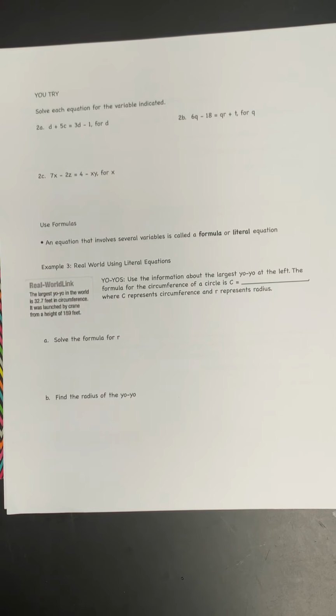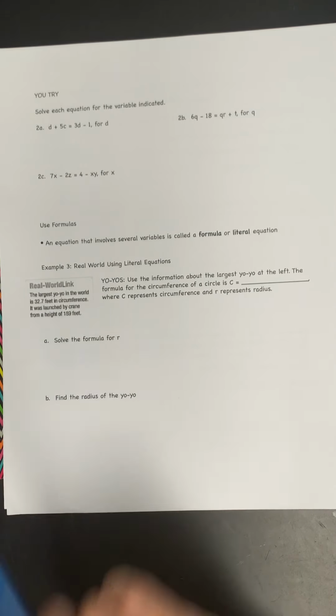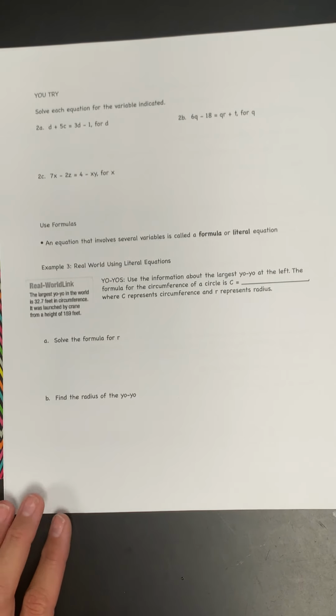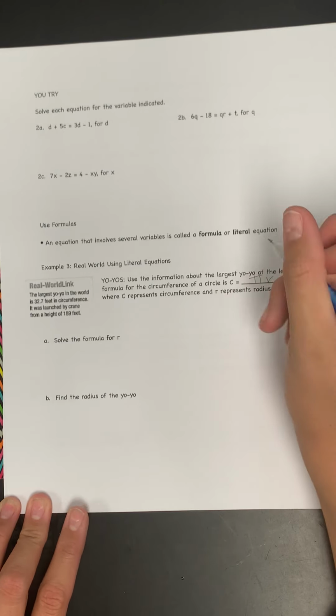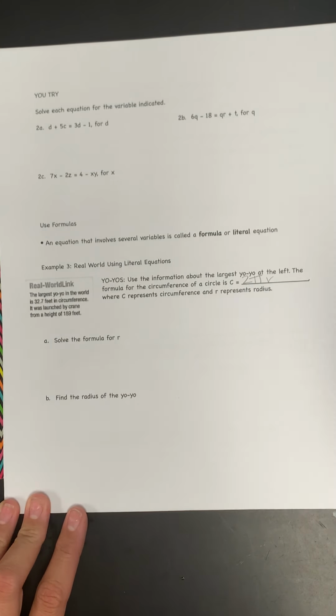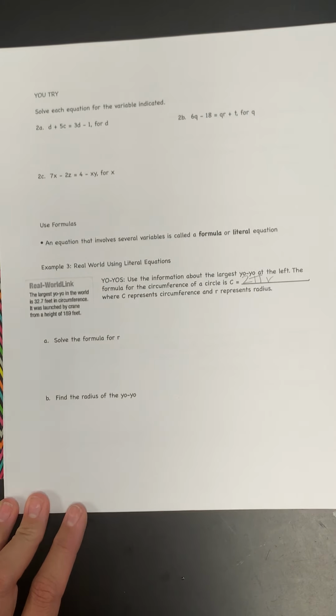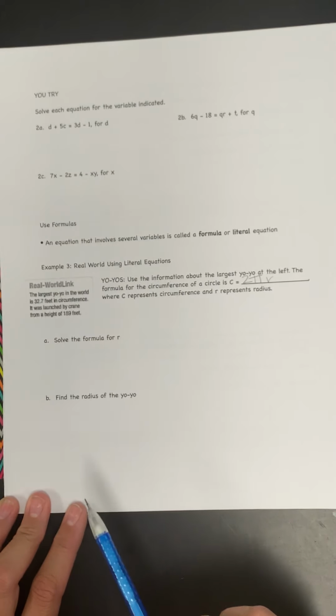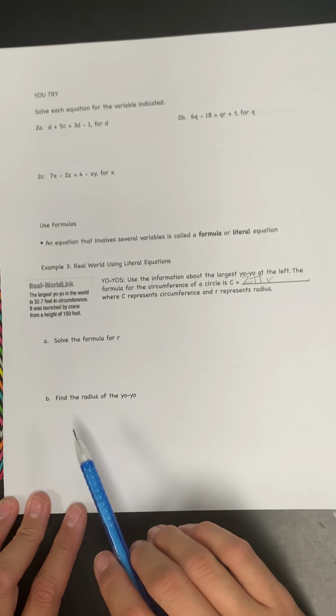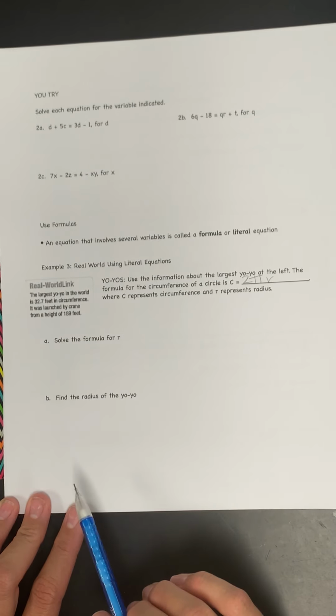It says use the information about the largest yo-yo on the left. The formula for circumference of a circle is 2 pi r, excuse me. I was going to do a different formula, the area of a circle. I saw that we're doing circumference, so ignore what I just said. So circumference is 2 pi r. C stands for circumference, r stands for your radius.